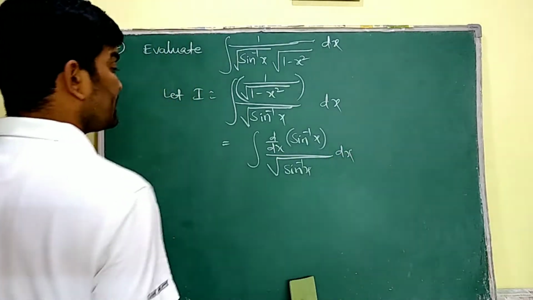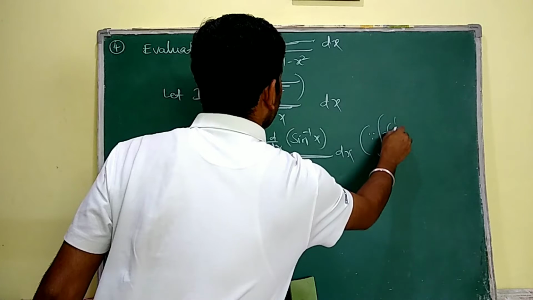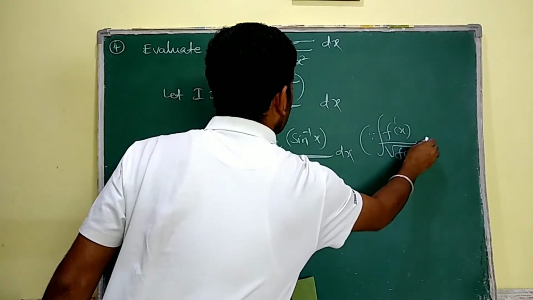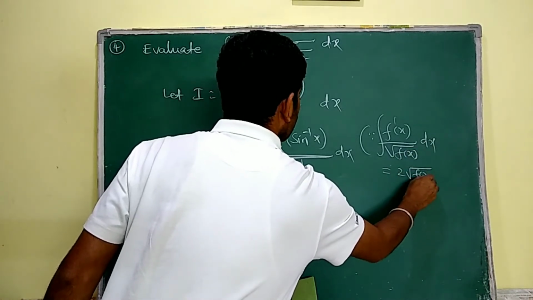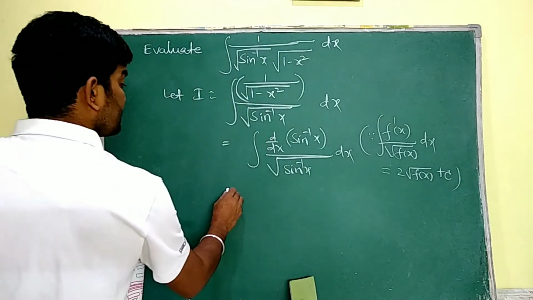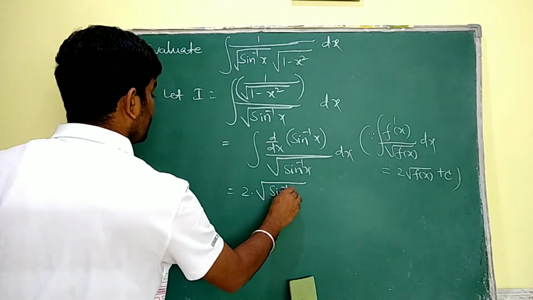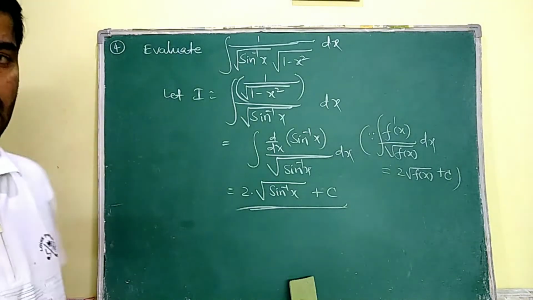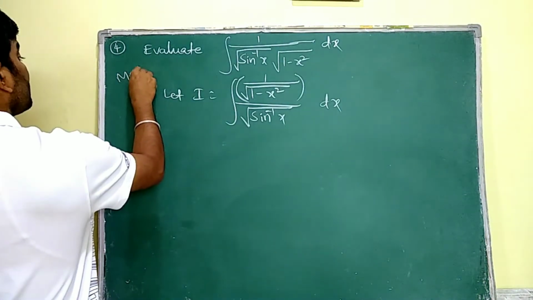And we know this is in the form of integral f dash x by root over f of x, and its value is 2 root f of x plus c. We discussed this theorem or formula. So this can be expressed now as 2 into root over sin inverse x plus c. This is one method of solving. Another method is by substitution. Method 2.